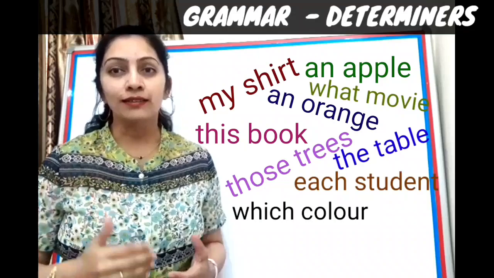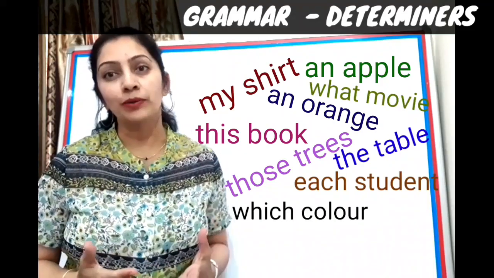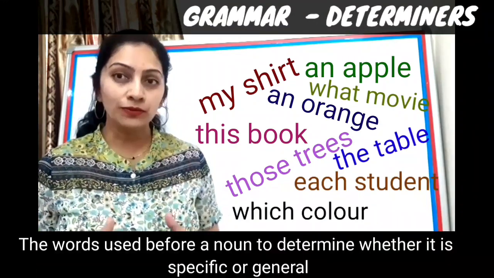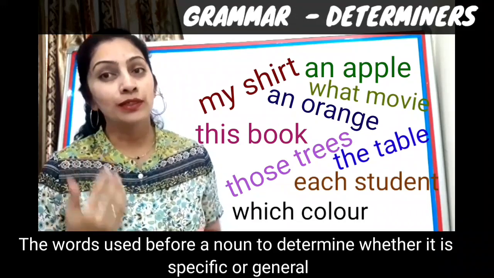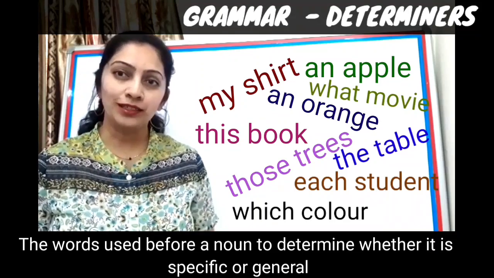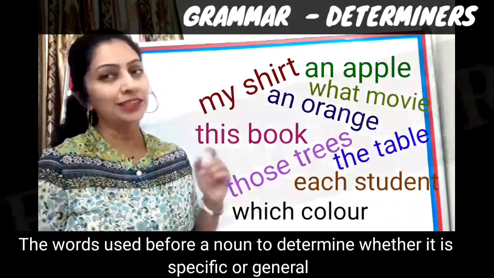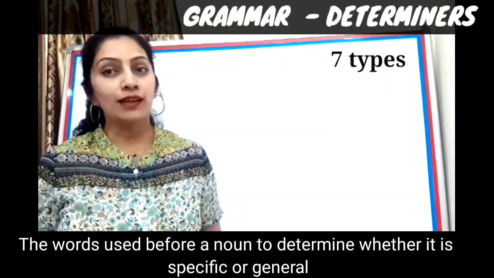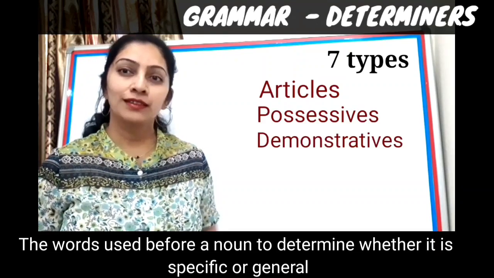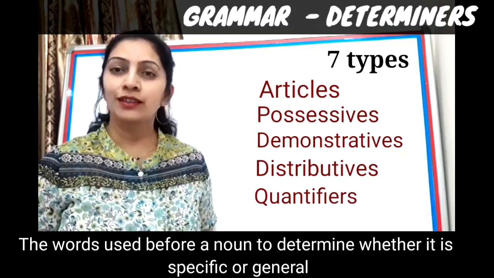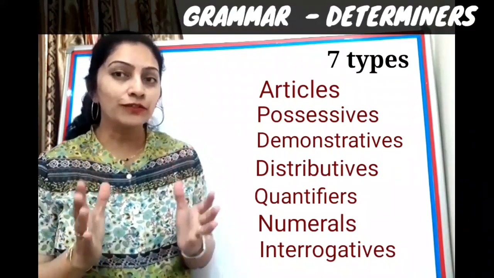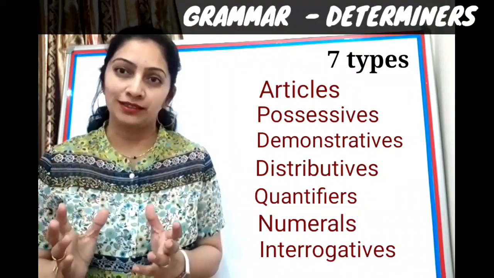We are trying to tell others whether the object that we are talking about is a general object or a specific or particular object. So the words which are used before these nouns to tell whether we are determining a specific object or a general object, such words are called determiners. Now determiners are of 7 types: articles, possessives, demonstratives, distributives, quantifiers, numerals, and interrogatives. Each type has a different category of determiners.